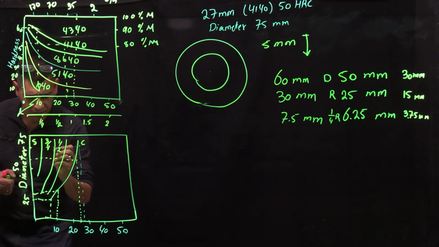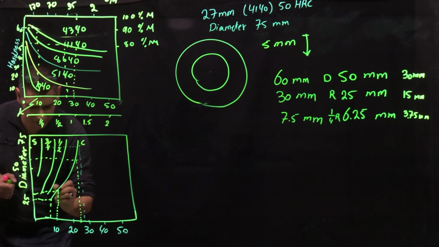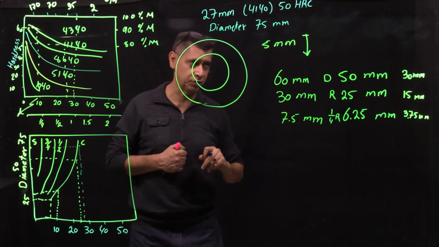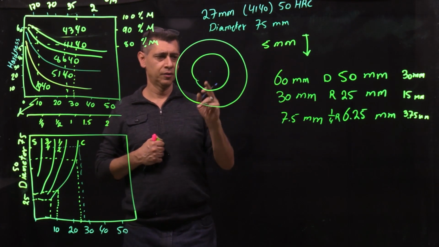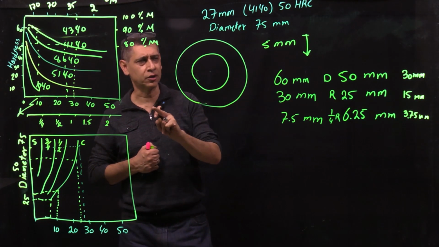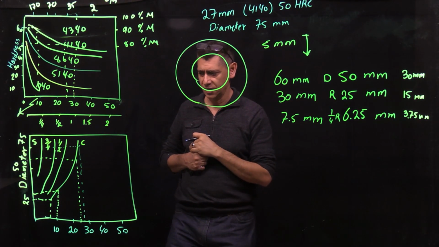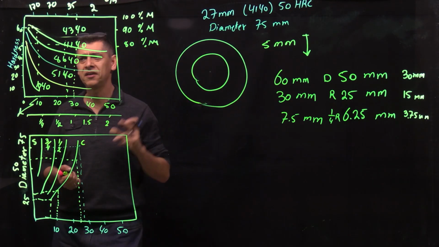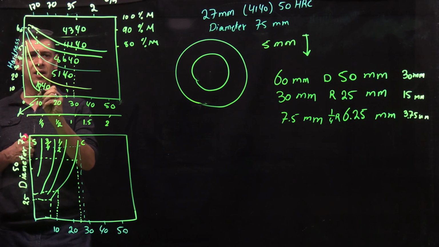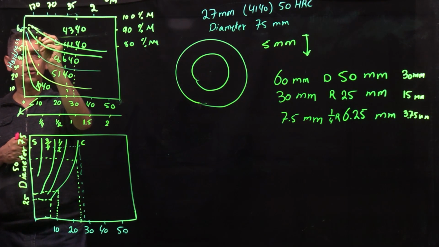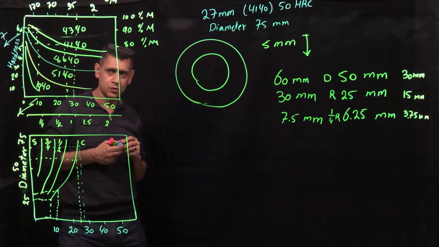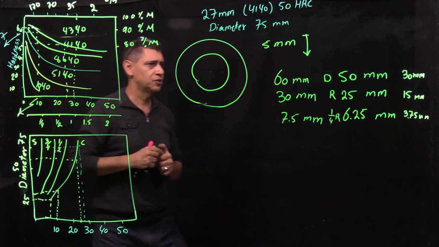This point here, from here you bring it down, and roughly it is about 10, for example. Then at 3/4 from the center, or 1/4 from the surface, the Jominy distance is 10. What gives you 10? You go here to 10, you go all the way, and you see that 10 is about, I'm saying, for example, 57. So 57 is the hardness.